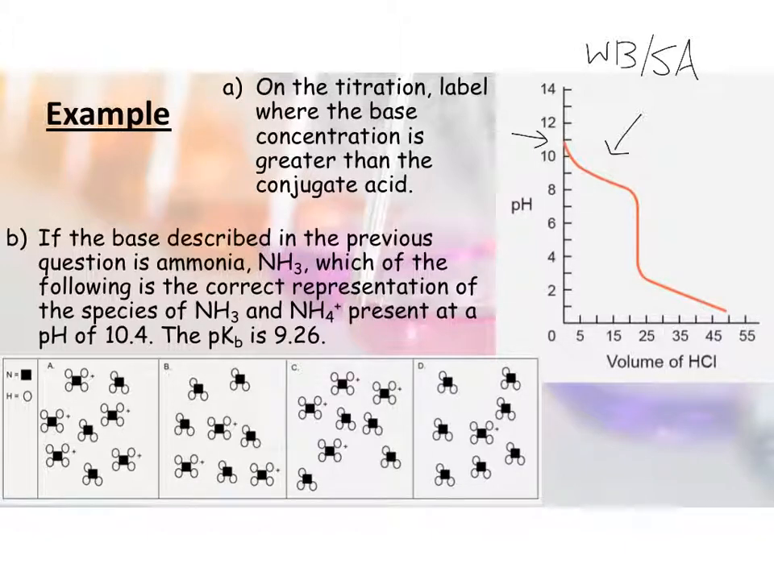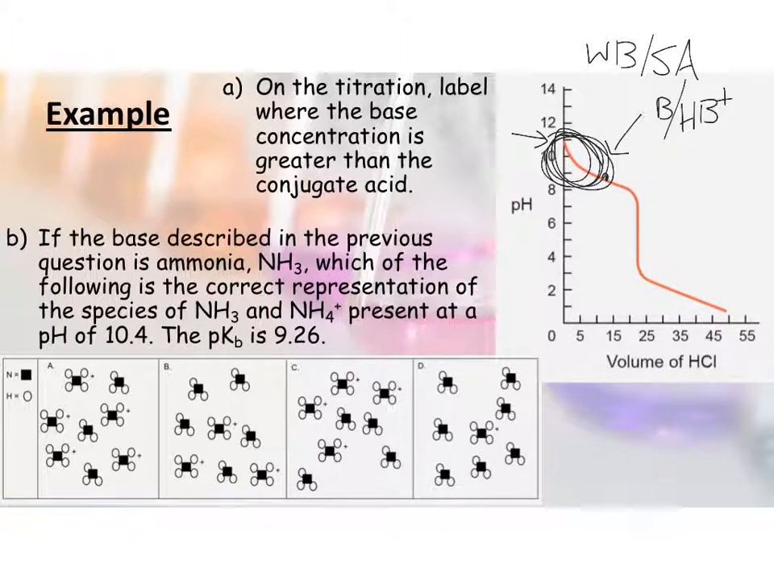So it wants to know where the base is greater than the conjugate acid. So in a weak base, strong acid, you are looking for your base to conjugate base ratio, okay? So this is what we're looking for here. So anything before half equivalence is going to be basic. So basically looking at that region right there. That's where you're going to have more of the base than the conjugate acid.